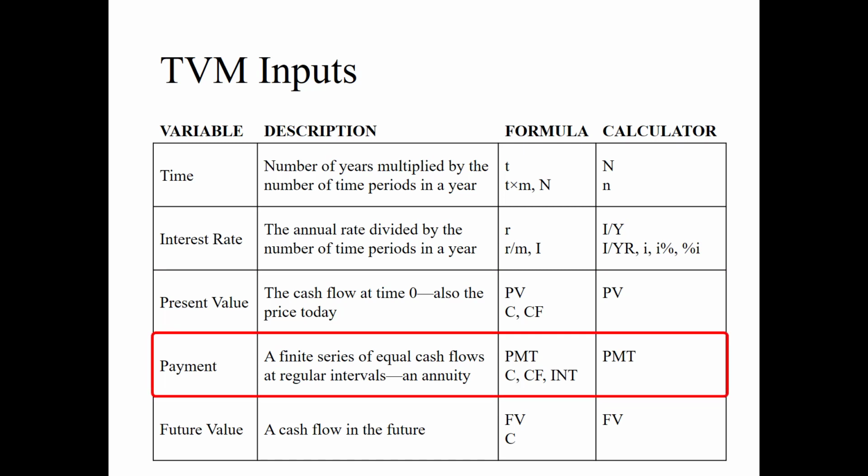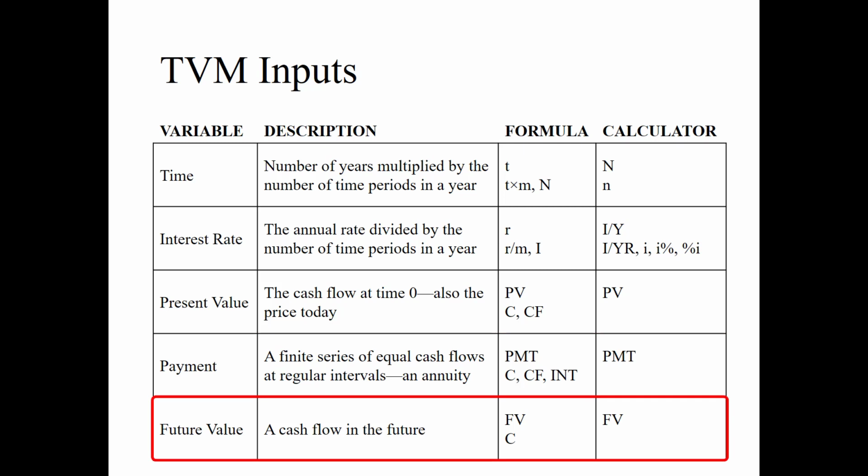Our payment is going to be an annuity. It is going to be a finite series, or less than infinity, of equal cash flows at regular intervals. In most cases, it is denoted by PMT for payment. In some cases, again, depending on the context of the problem, you may see C, CF, or INT.